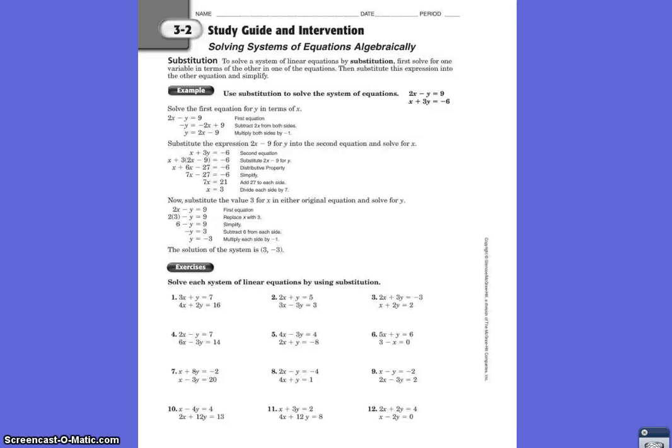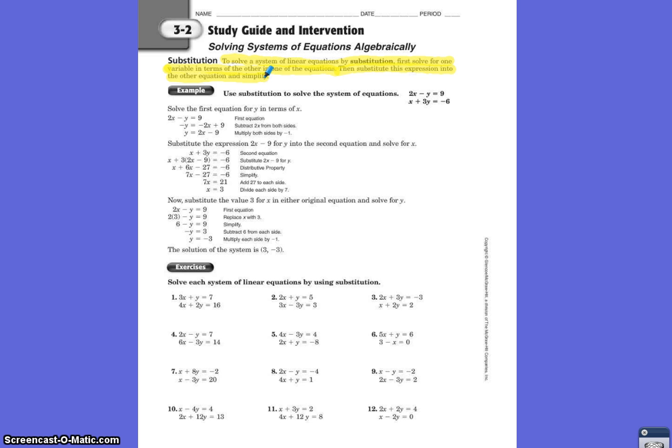Today we're going to be talking about 3-2, solving systems of equations using substitution. So on the front page, I want you guys to highlight for substitution. To solve a system of linear equations by substitution, first we're going to solve one variable in terms of the other, meaning I'm just going to solve the regular equation, and then I'm going to substitute this expression into the other equation and simplify.